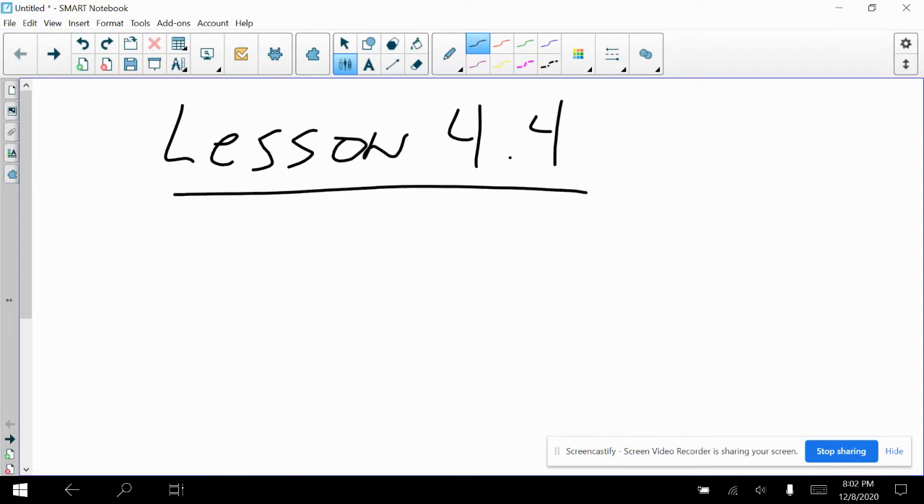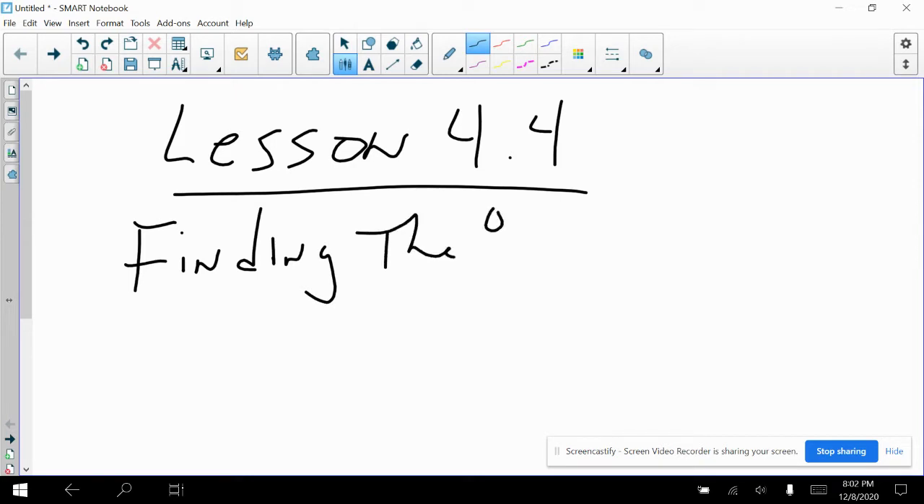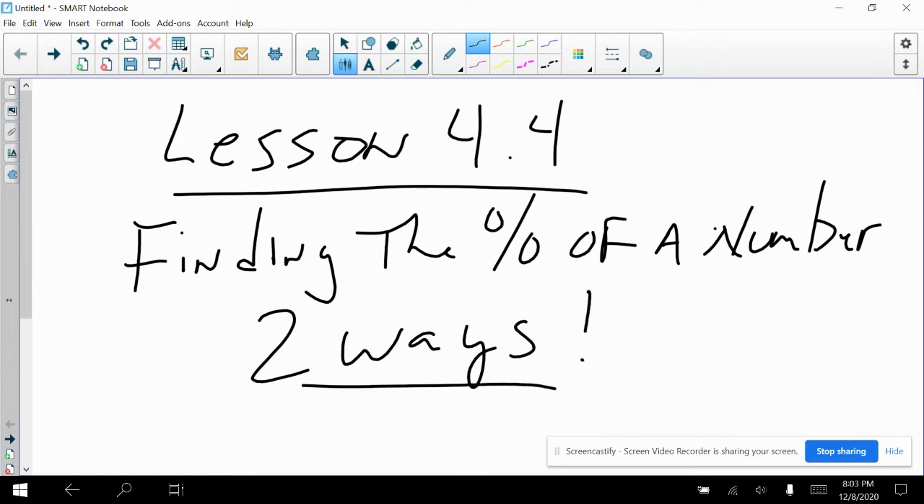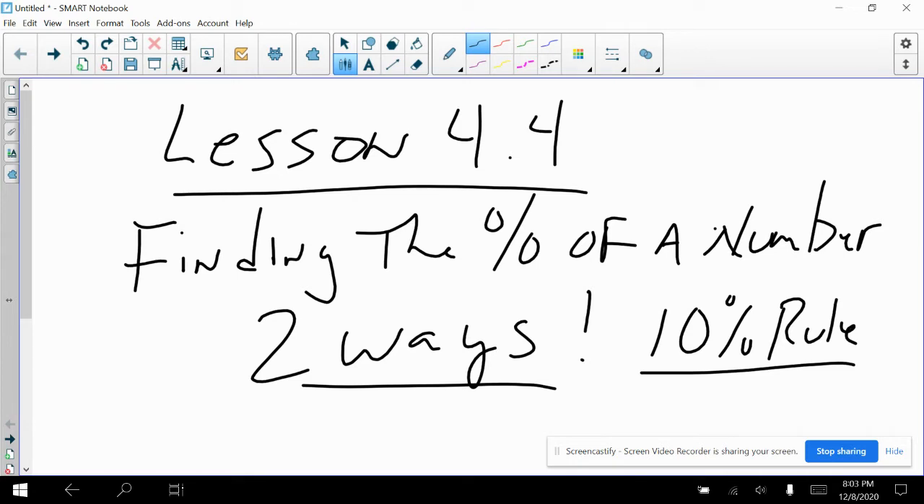There's a lot of information in here. Okay, lesson 4.4 is about finding the percent of a number. Okay, and there's two ways that we can do this. One of them we already talked about, and you were already taught that. If you remember the 10% rule. Okay, and we're going to go over that here in a minute.